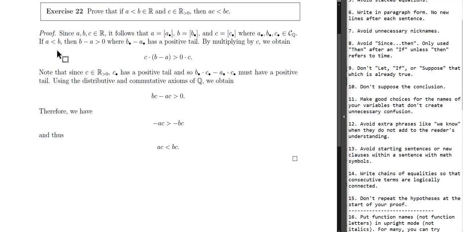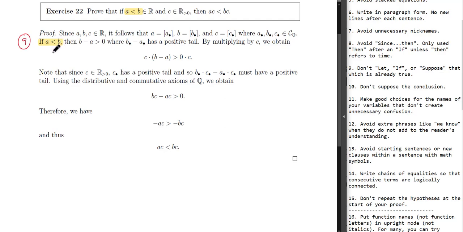If A is less than B, well, we don't want to say "if" about something which we already know is true. All right, so we already know that A is less than B. So we don't want to "if" that. Okay, this is issue number 9. You can see it right over here. We don't let "if" or "suppose that" apply to what is already true.